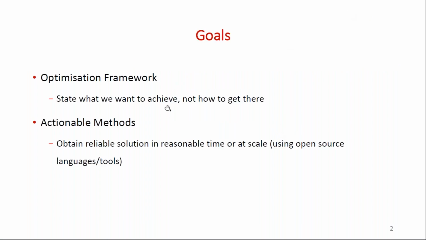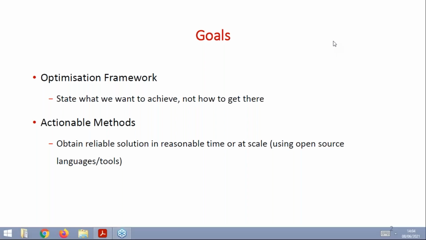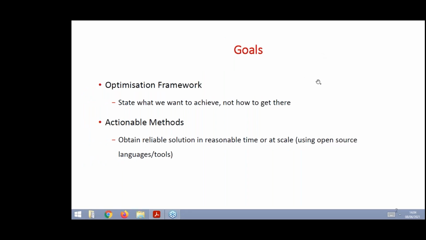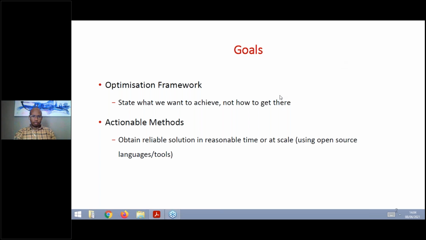Oops. By an optimization framework, I mean, when you solve a problem, you state what it is that you want to achieve, but not how to get there. Sorry, I just want to turn on my webcam. Can you see me? Yes, we can. All right. I'm just going to minimize. All right, I'm going to continue.